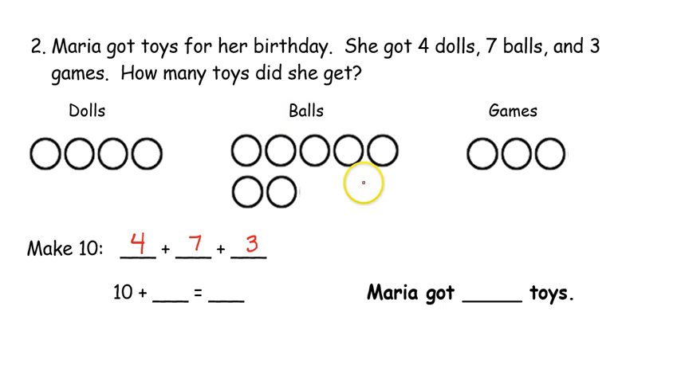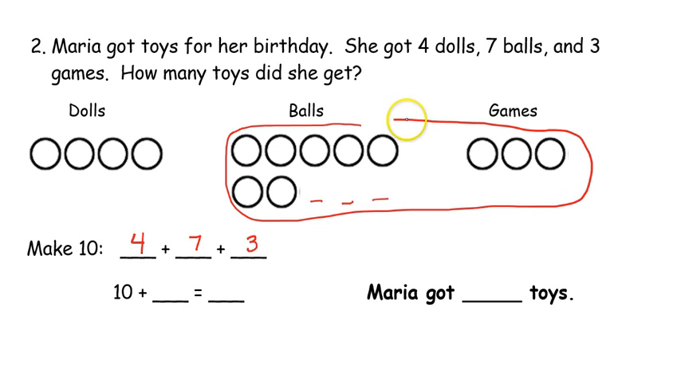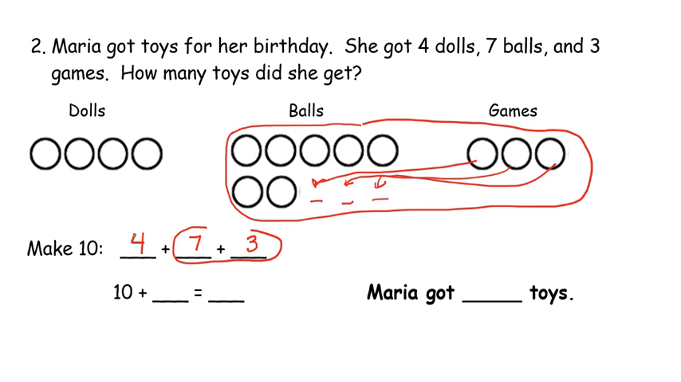Well, if I look at the balls and the games, in the ball section I have 3 empty spots. If those 3 spots were filled, this would equal 10. So I'm going to combine the balls and the 3 games because these discs would fill in those 3 empty spots. I'm going to show that down here in my equation as well. I'm going to combine the 7 and the 3. That gives me 10. Now I just have to add the 4 dolls in. 10 plus 4 is 14. That means Maria got 14 toys.